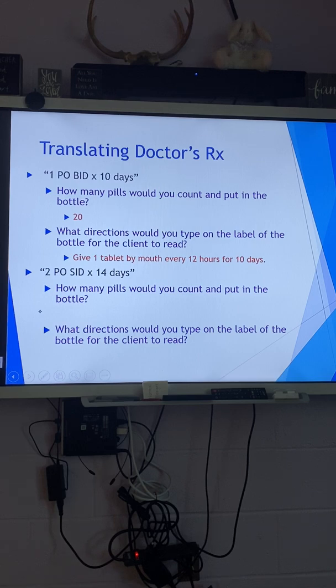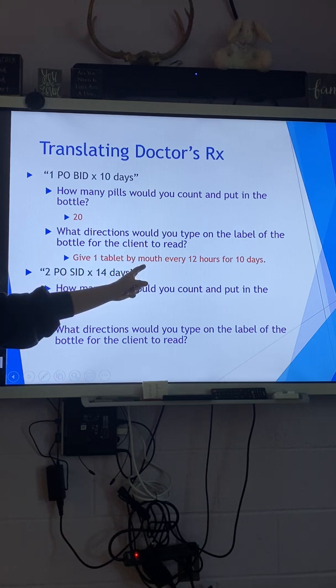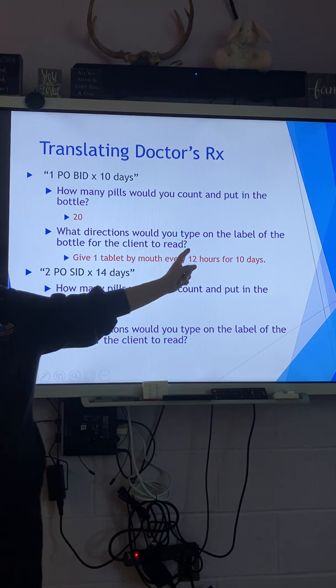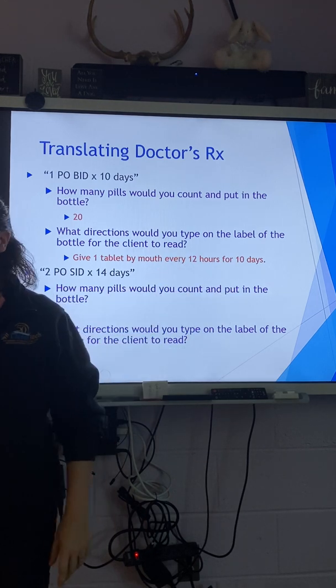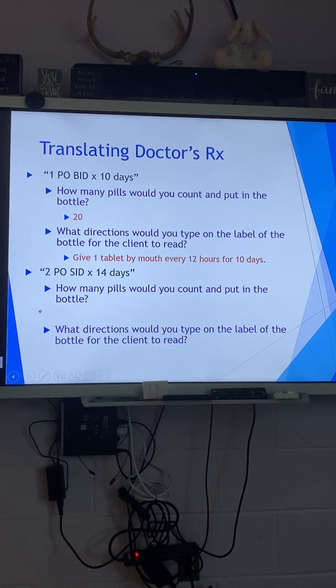So again, there's a little bit of variation there, but I have how many tablets, how do I give it, how many times a day, and how many days. That's the requirements of 4 things. The number of tablets, how many times a day, how I give it, and how many days. 4 things.